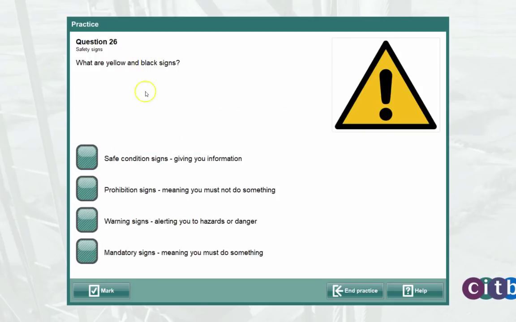What are yellow and black signs? Safe condition signs, giving you information. Prohibition signs, meaning you must not do something. Warning signs, alerting you to hazards or danger. Mandatory signs, meaning you must do something.